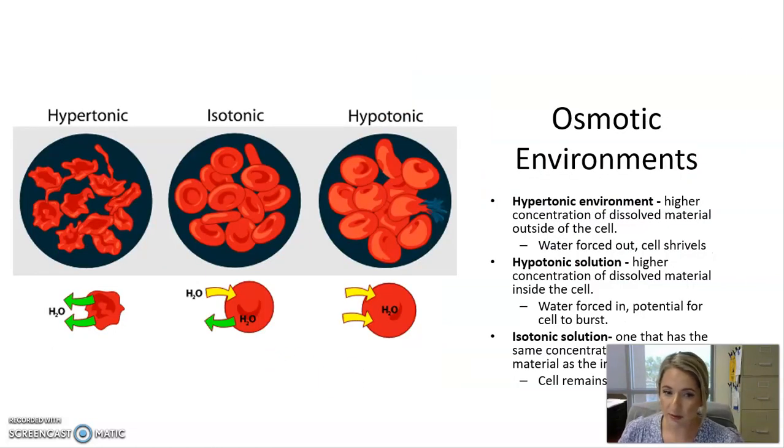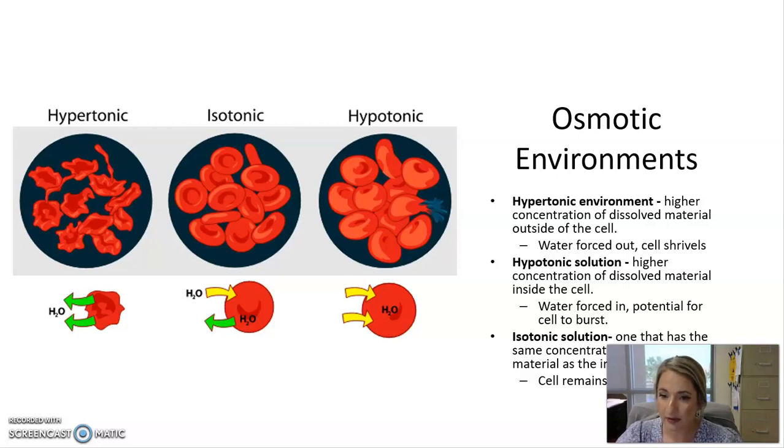So based on the rules of osmosis, there are different types of osmotic environments, and it's important for us to understand how bacteria would be affected in these different types of osmotic environments. So the three different environments are hypertonic, hypotonic, and then isotonic. So in a hypertonic environment, this would be the equivalent of putting bacteria in a beaker of salt water.